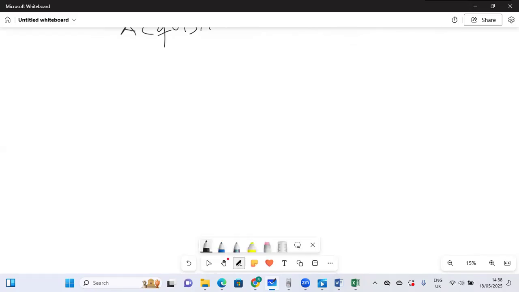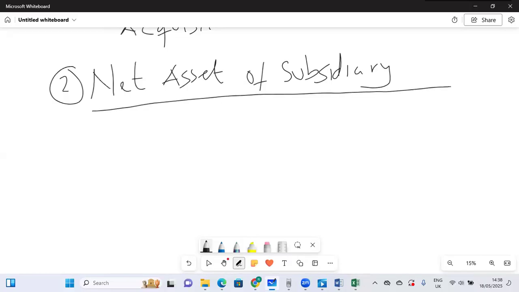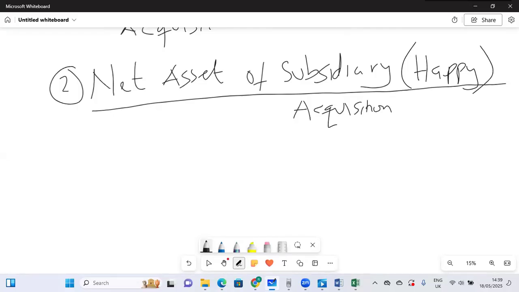Net assets of subsidiary. Right, now the subsidiary in question here is Happy. Right. So now we will have this at acquisition, and then at reporting.